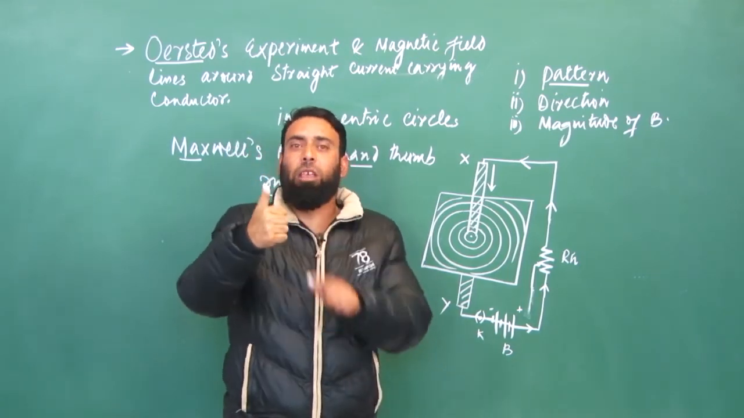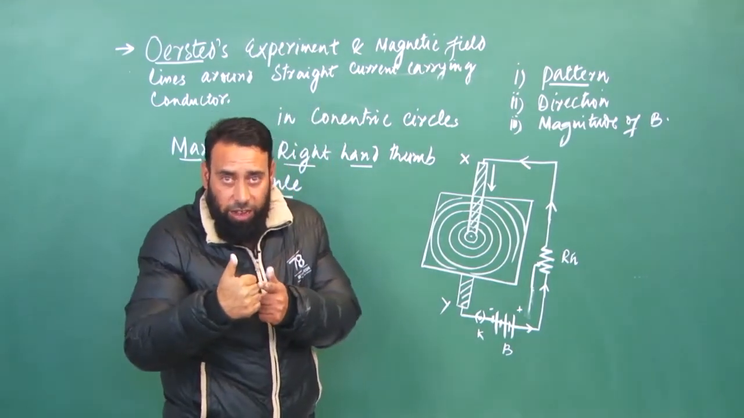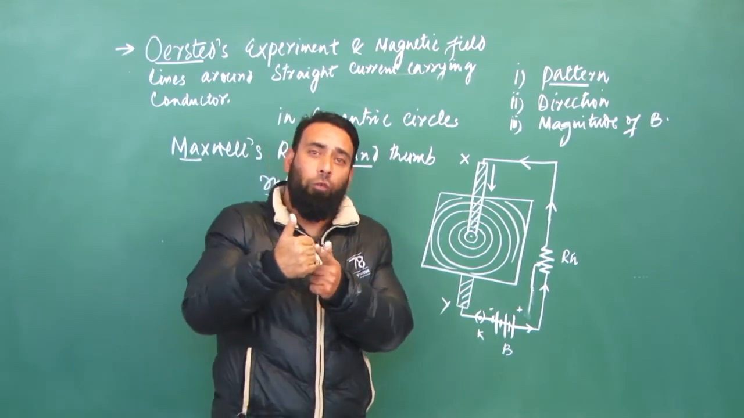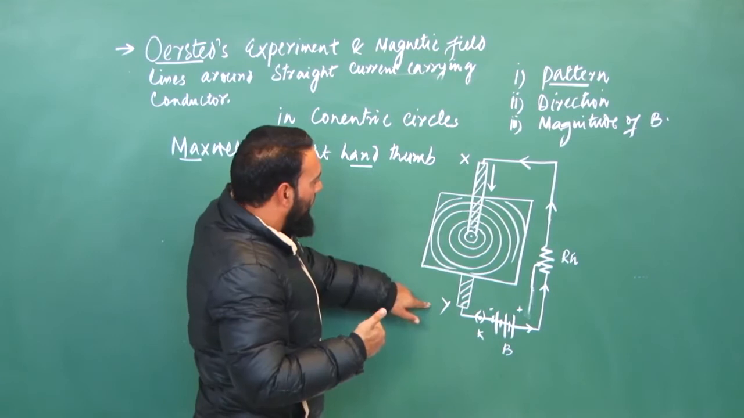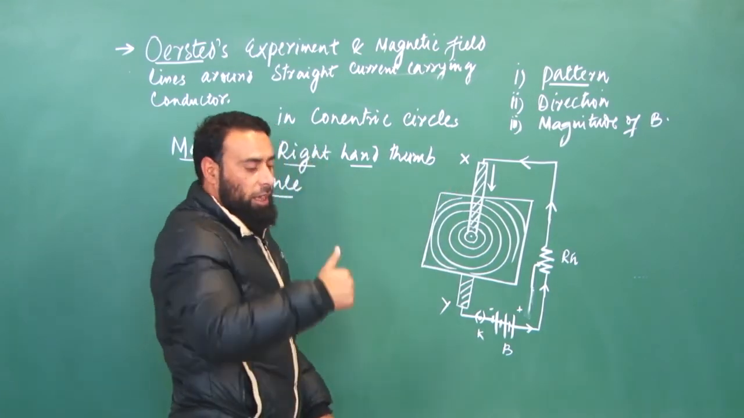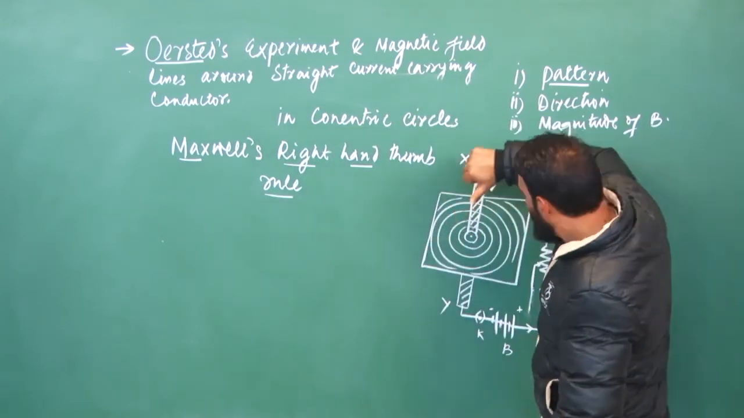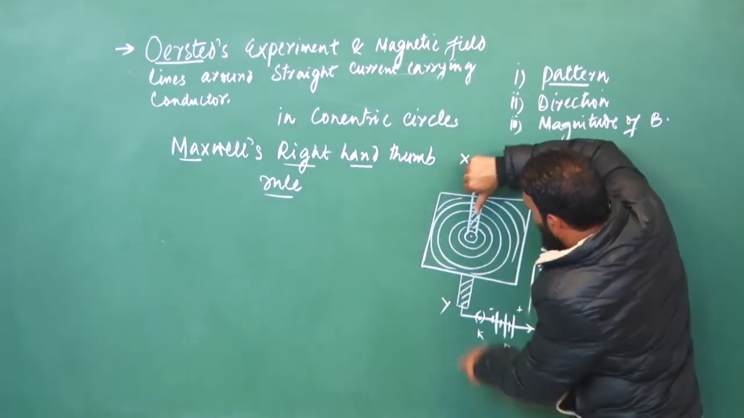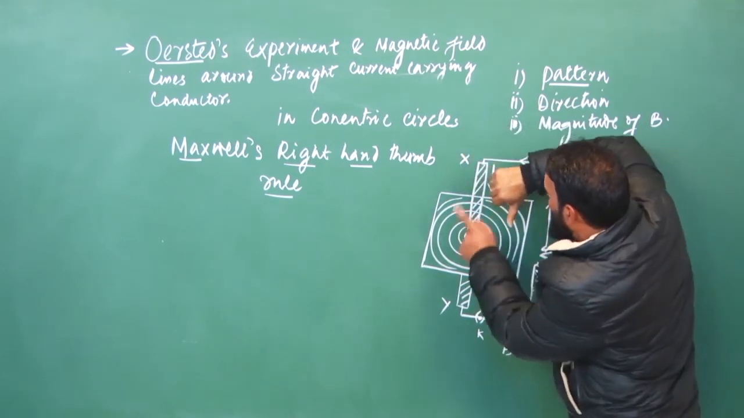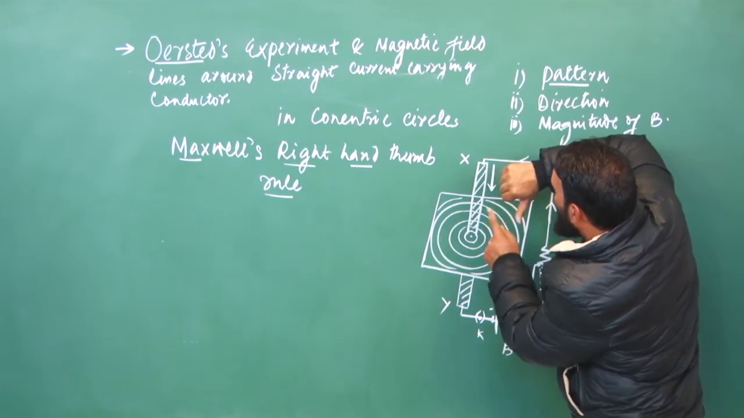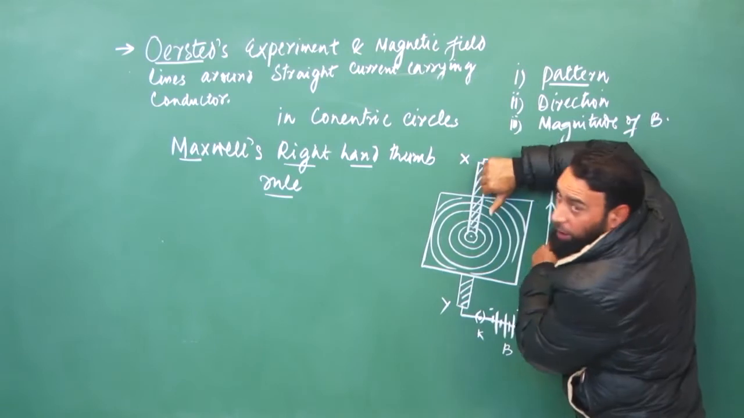Then if the thumb gives the direction of the current in the conductor, the curled fingers give the direction of the magnetic lines of force. For example, in this XY conductor the current is moving downwards, so I place the thumb in the direction of current. Then these magnetic lines of force are in clockwise direction.